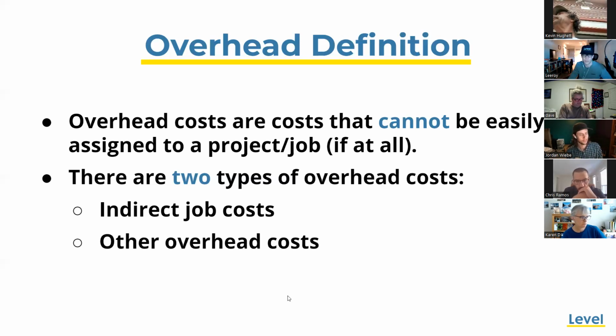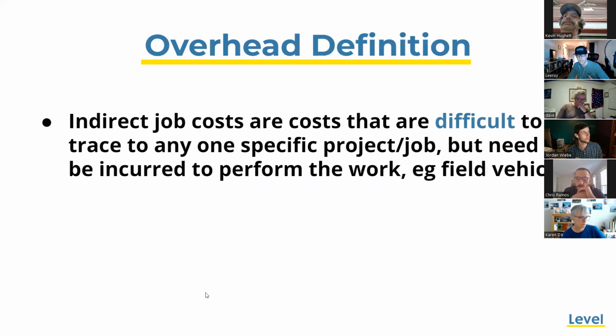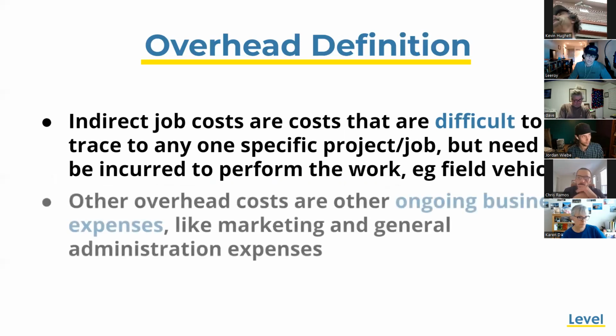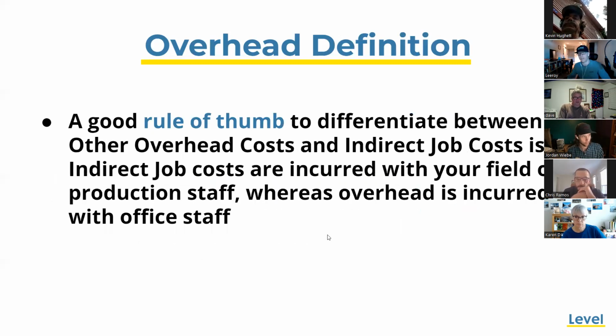We're going to talk a little bit about how those are made up. Continuing on the overhead definition, indirect job costs are costs that are difficult to trace to any one specific job, but need to be incurred to perform the work. And the last one, other overhead costs, are other ongoing business expenses like marketing and general administration expenses. As a rule of thumb, to differentiate between indirect job costs and other overhead costs, the way I like to think of it is any costs incurred in relation to your field staff or production staff are indirect job costs.